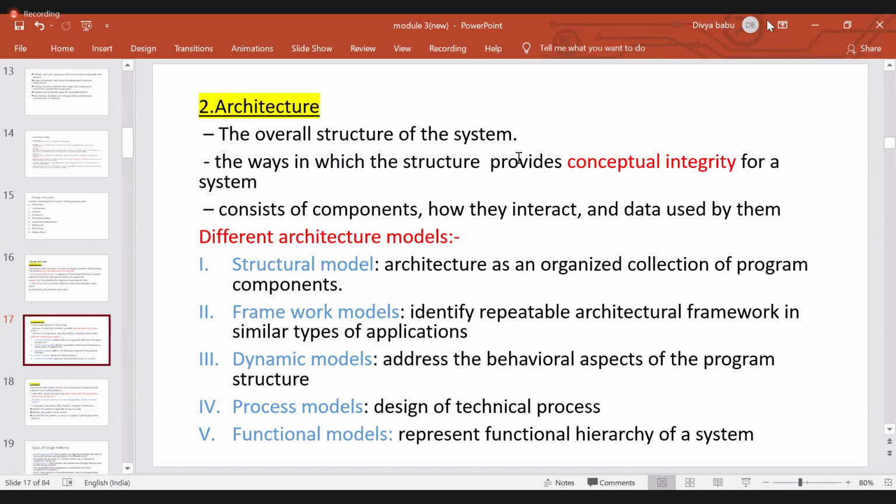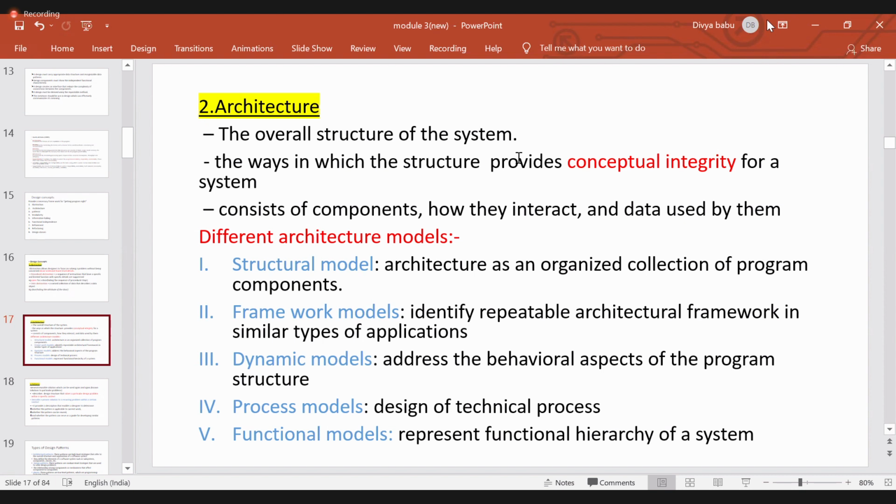Then next, different architectural models are there. Structural models, framework models, dynamic models, process models, and functional models. So different types of architecture models are there. What do you mean by structural model? It contains an organized collection of program components, organized in a particular way. That is called a structural model.